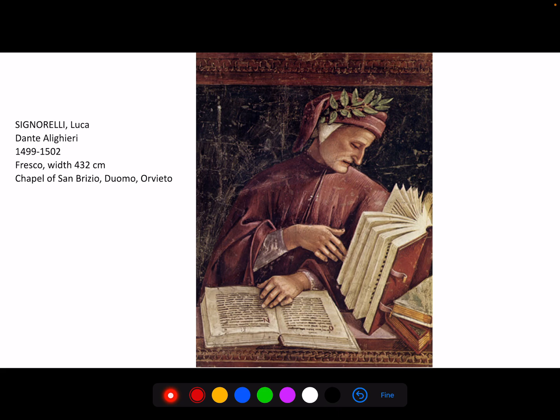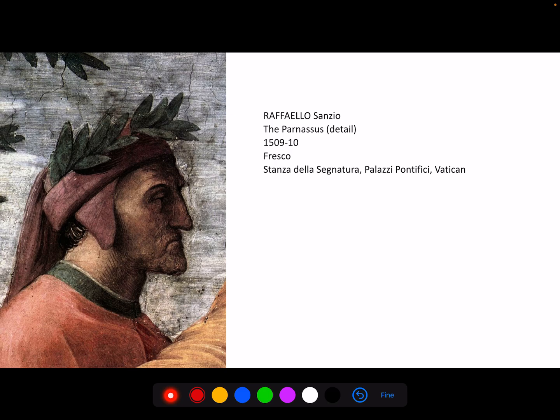We can see a similar one by Luca Signorelli in Orvieto, a little bit more characterized here, or finally Raffaello in the Vatican rooms in the Parnassus, 1509. Raffaello portrayed Dante Alighieri, modeling his portrait on Botticelli's one. So my idea is that the drawing of the Divine Comedy purchased by Sassetti became a model for Botticelli, and Botticelli became the model for the traditional iconography of Dante Alighieri as we know still today.